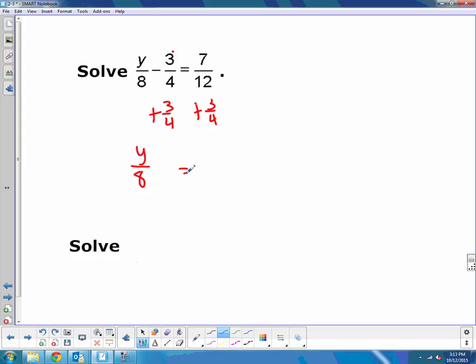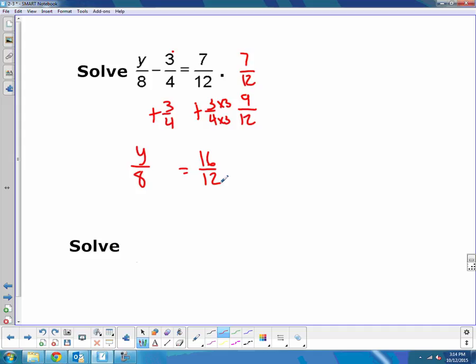7/12 plus 3/4, I need to have common denominators. I'm going to use 12 as my common denominator. It's not the only one, but 12 is the least common multiple between 12 and 4. So I did 4 times 3 to get 12. So I did 3 times 3 and get 9. So 7/12 plus 9/12 is going to give me 16/12.